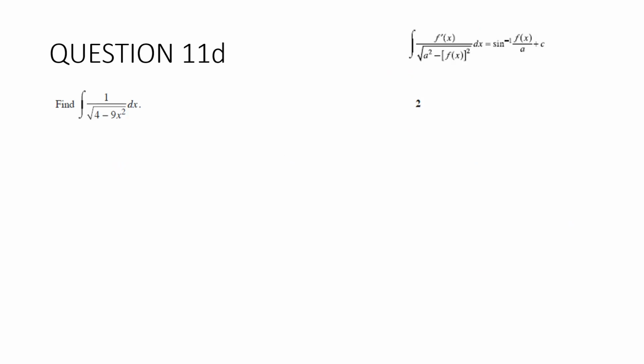11d. Find the integral of 1 divided by the square root of 4 minus 9x squared dx. So we're just going to use our reference sheet. You can see here I've got a is equal to 2. And I've got f of x is equal to 3x, because this is 2 squared minus 3x all squared. So let's try and rewrite our integral in this form.